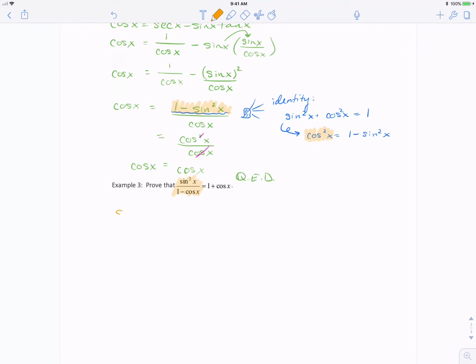Sine squared x, there's not much I can do here other than recalling that this is part of my identity. From above, if I were to isolate sine squared x, it is 1 minus cos squared x. This is something that you start to see with practice in terms of simplifying.